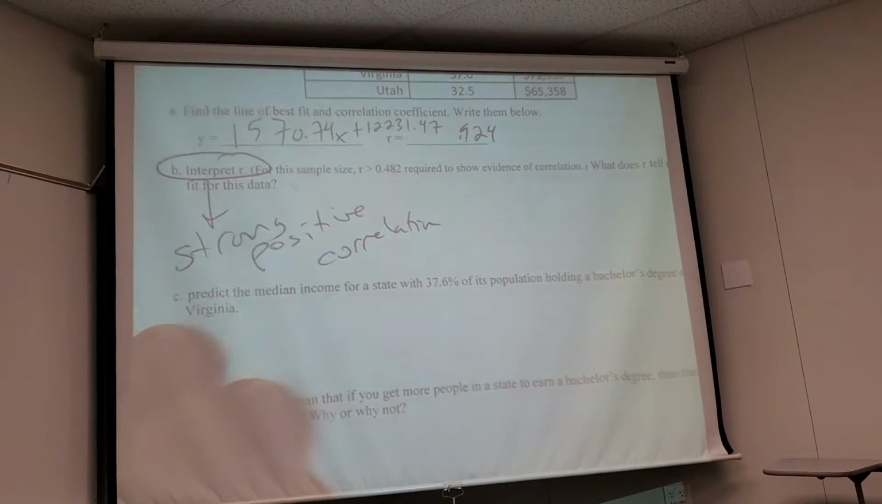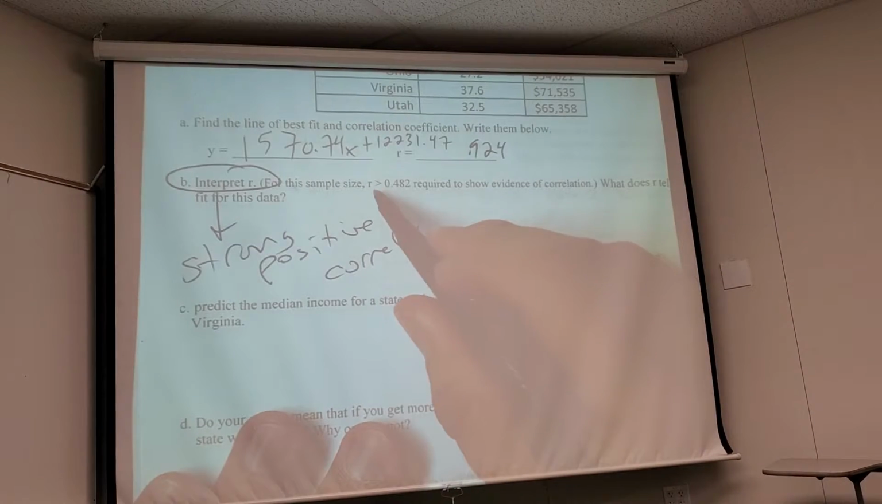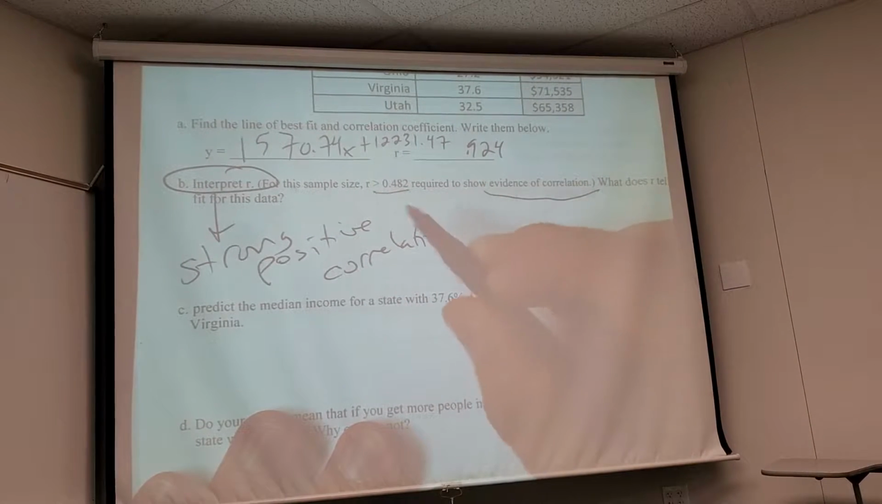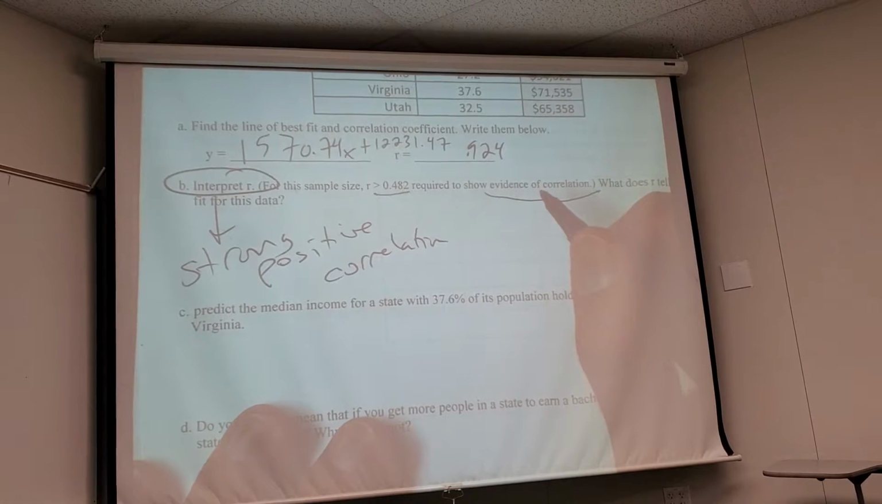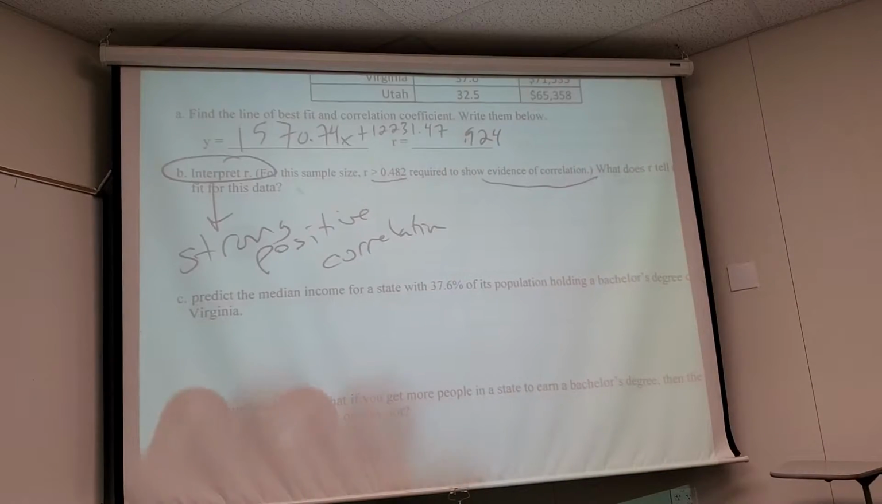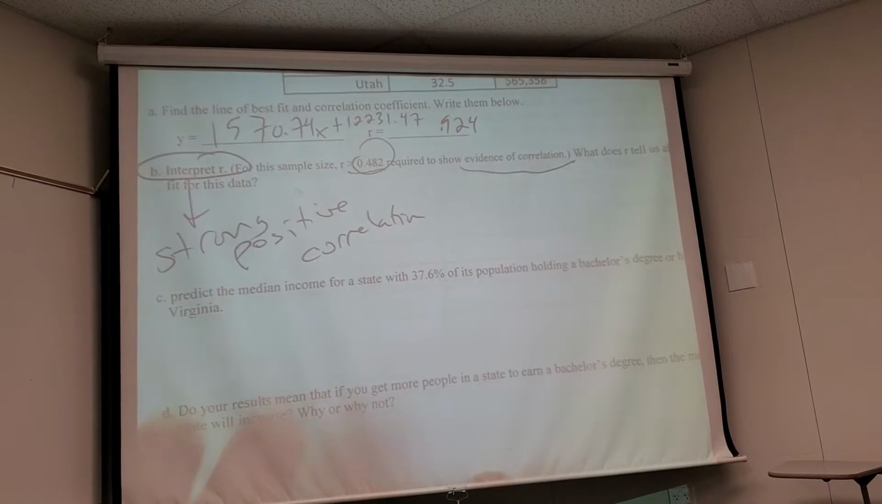What about if r would have been 0.3? No, it could be better than that now that I gave the number. You need this to show evidence of correlation. So if I was at 0.3, that's not even evidence of correlation. I can't even say they're correlated at all. It's not just weak, it's non-existent, right? You got to be here just to show evidence of correlation, period.